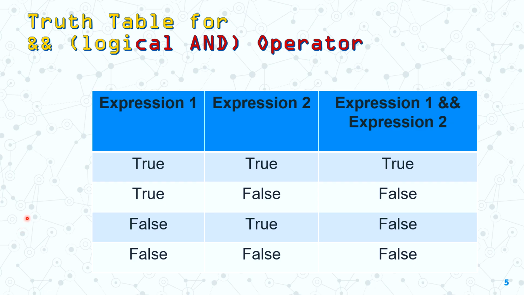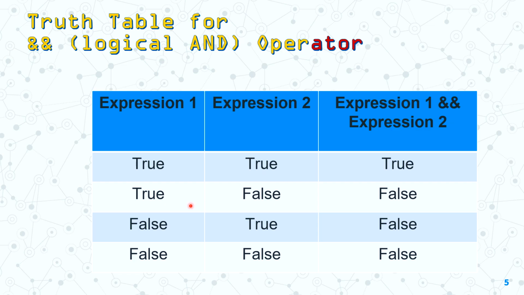To visualize how the AND operator works, we use something called a truth table. So this is how the truth table looks. Look at the columns: expression 1, expression 2, and the combined result using the ampersand. With the logical AND operator, the only way the final result is true is if expression 1 is true and expression 2 is true.